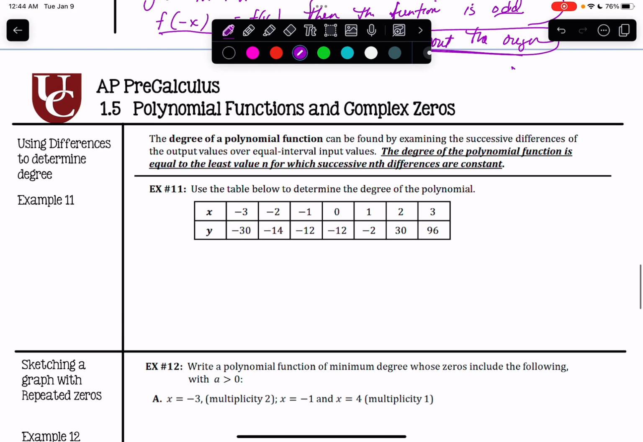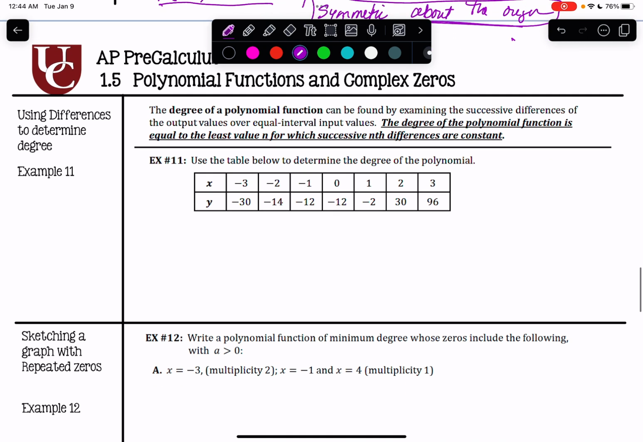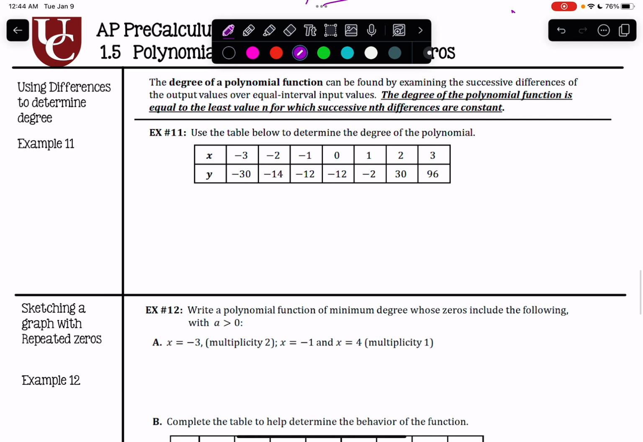This is AP Precalculus, and we're doing Lesson 1-5, Polynomial Functions and Complex Zeros, and we are on Example 11. This example talks about how you can figure out the degree of a polynomial by its successive differences. If the first differences are equal, it's linear. If the second differences are equal, it's quadratic. And third, it's cubic, etc.